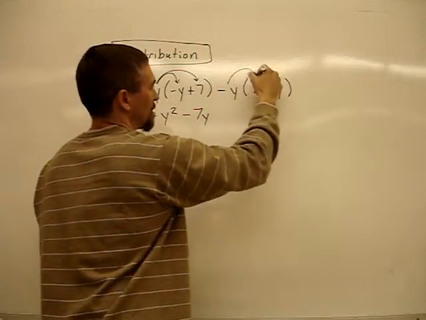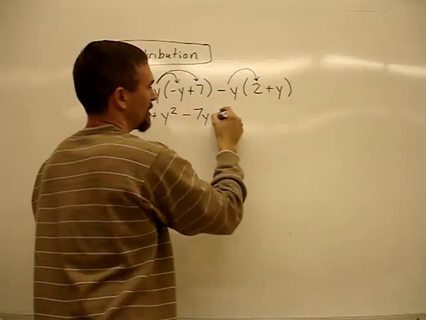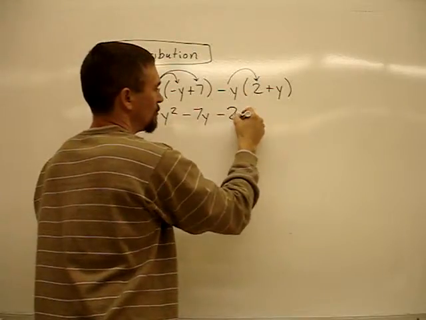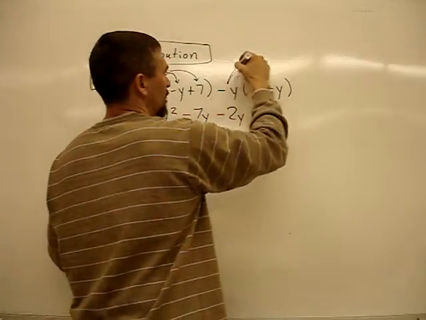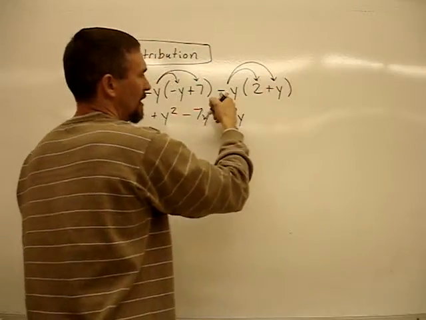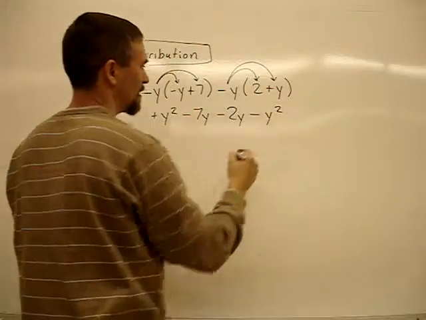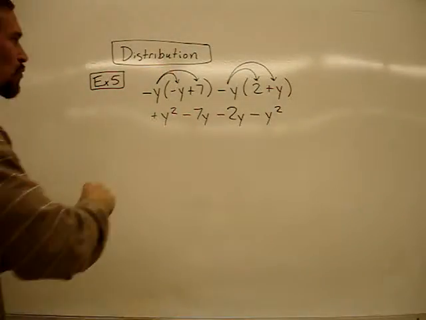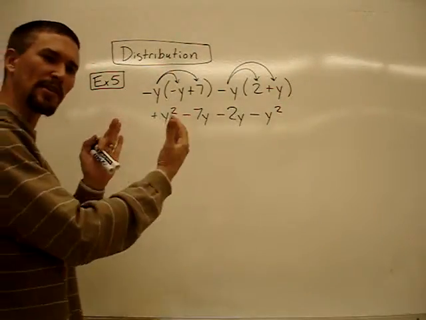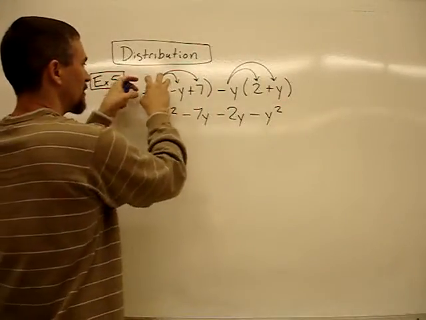Next we're going to do this times that. That's negative times a positive is a negative. 2 times y is 2y. And then we're going to take that across to there. Negative and a positive makes a negative. Y times y is y squared. So that basically gets rid of all the parentheses, which was the multiplication.